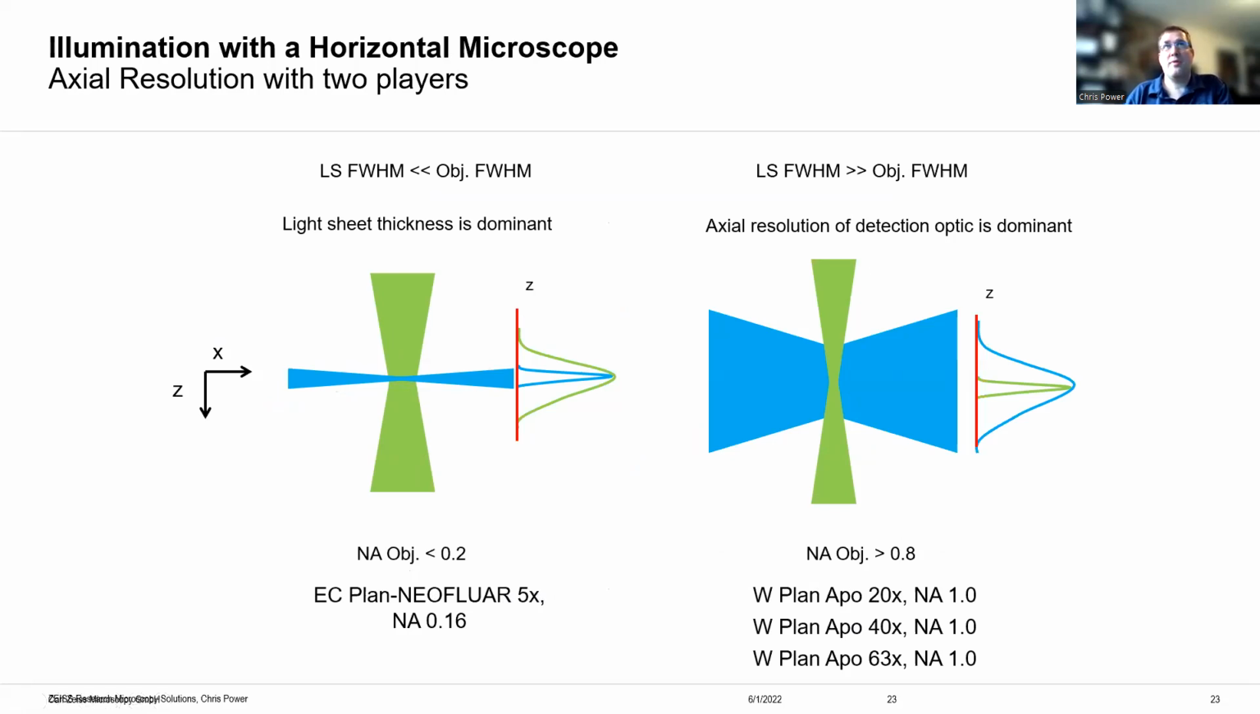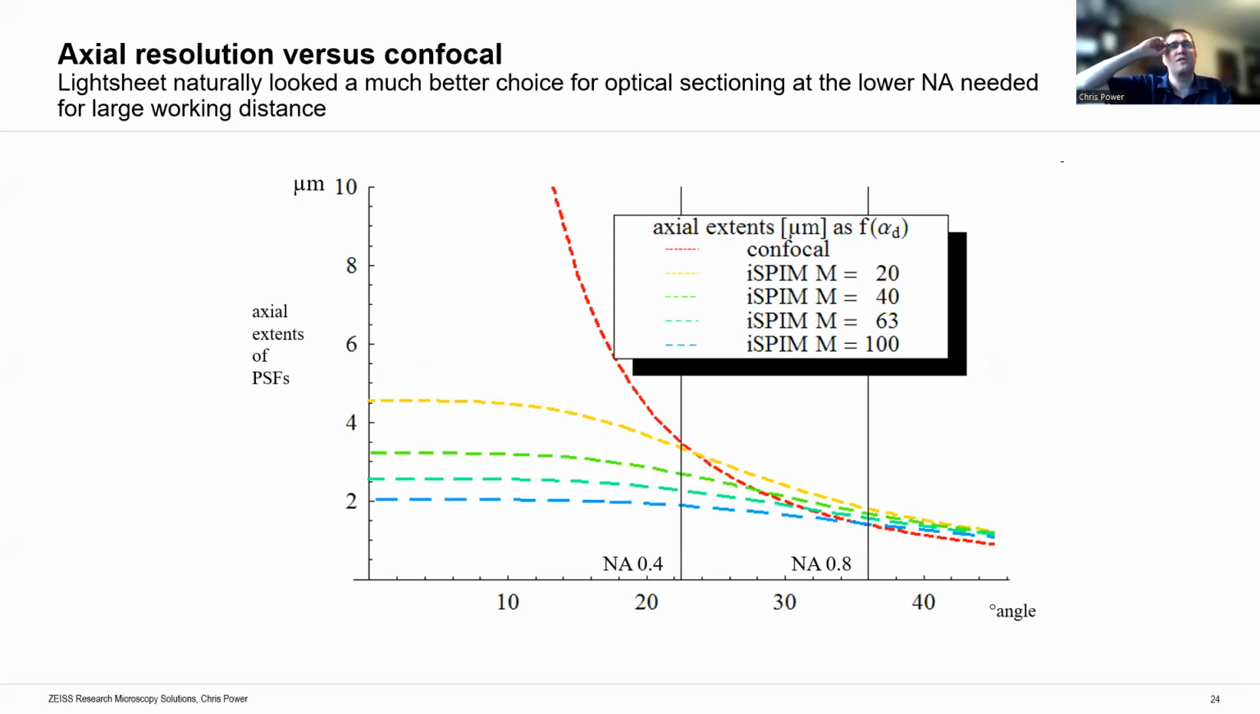Now, just to get your head around that concept, I like this graph, which isn't often shown, but is really key for light sheet. On the x-axis, you have NA, and on the y-axis, you have sectioning. Now, depending on your design and microscope, the curves might change slightly, but what this shows is the red curve is confocal.